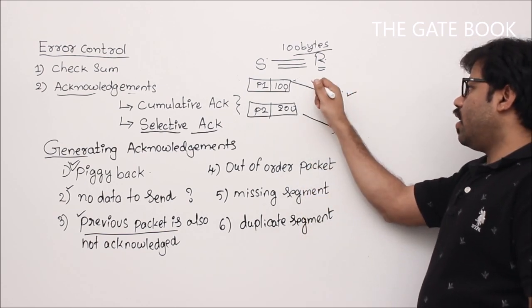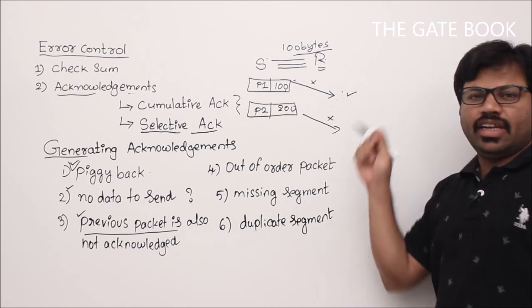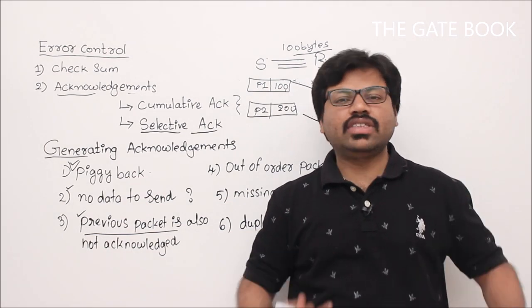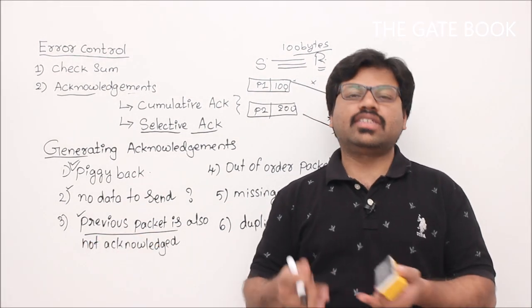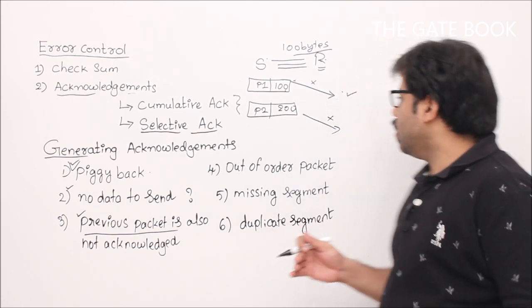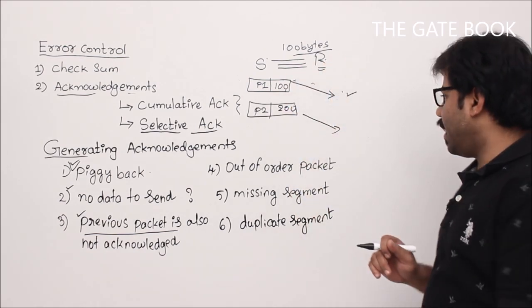Receiver did not acknowledge it, and did not acknowledge this one also, because he doesn't have any data, because we are following the piggybacking method. Whenever we have data, we send acknowledgement, so that we can save time and have efficiency. So in this model, what is going to be the problem? The problem is like this.